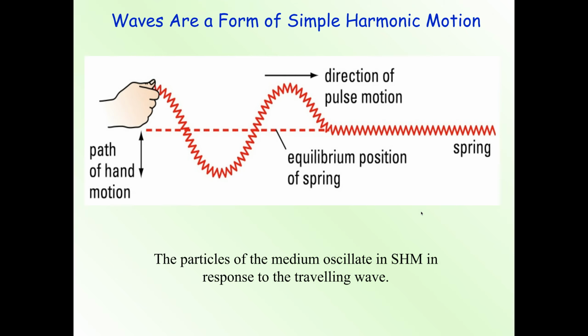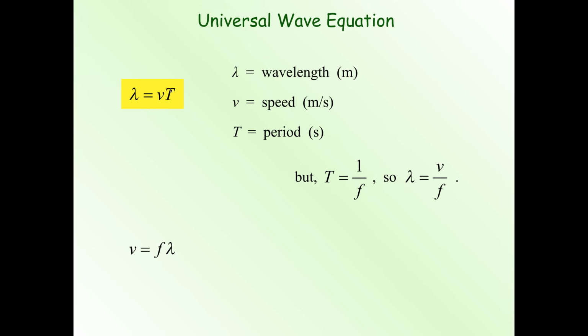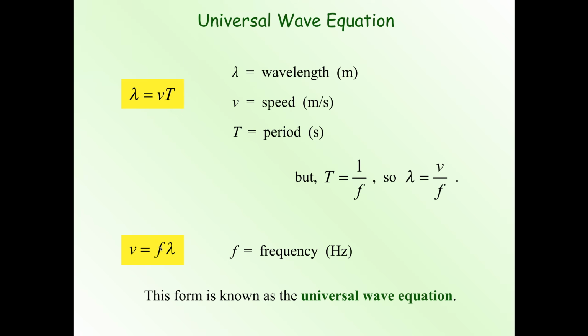Okay, some different equations. Wavelength, lambda here, is equal to your speed times the period. Remember that T is equal to 1 over our frequency. So if we are given our frequency instead of our period, we could always put into the formula that lambda equals v over f. Or rearranging that, v is equal to the frequency times our wavelength. This form right here is known as our universal wave equation.